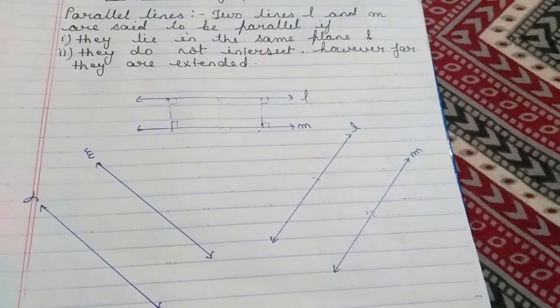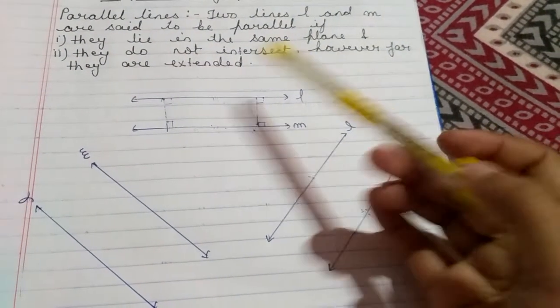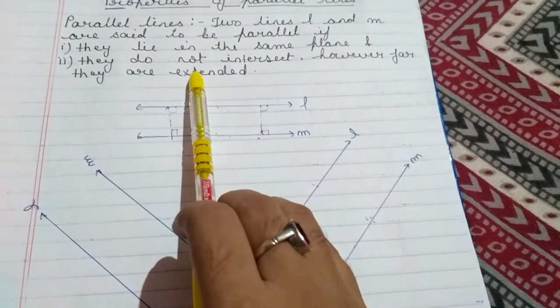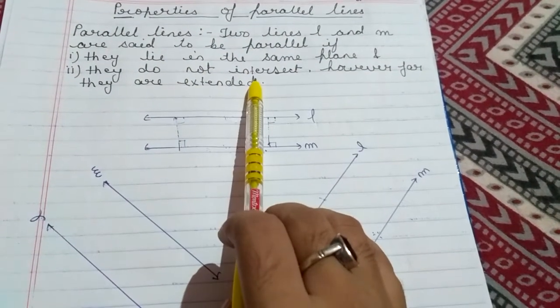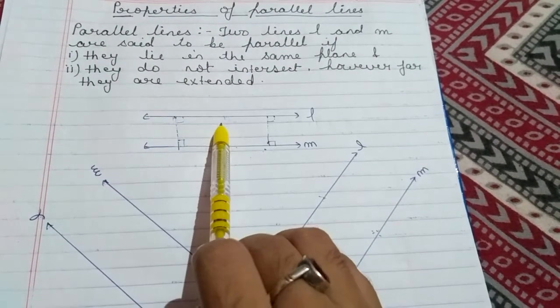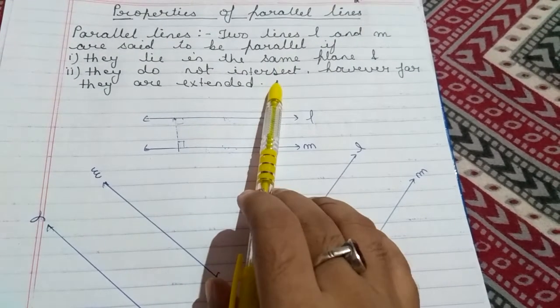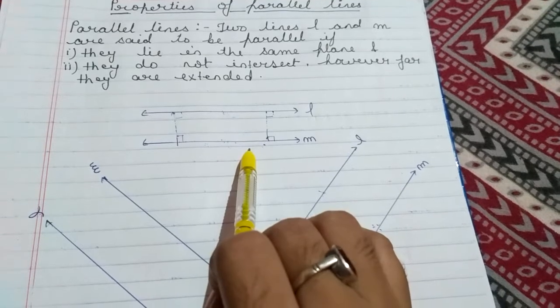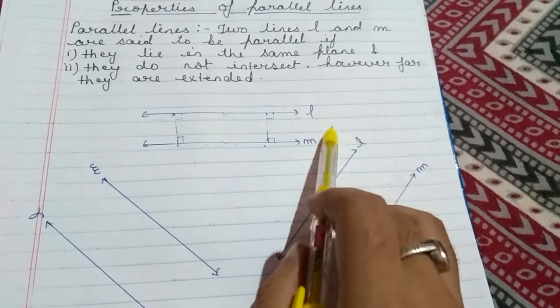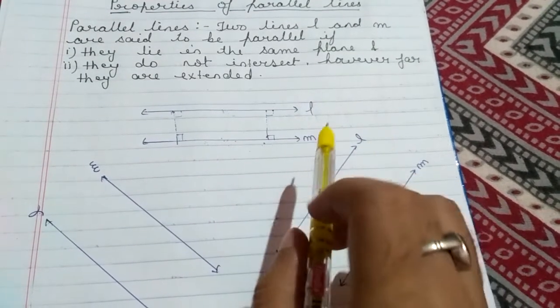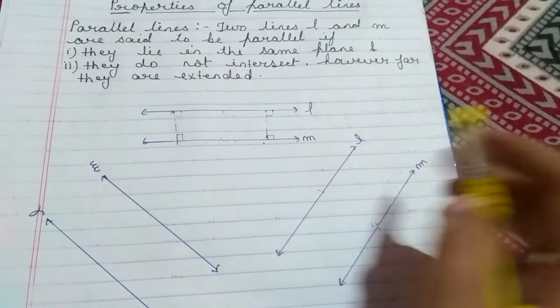So this is the property of parallel lines. These two properties parallel lines have to follow. If lines do not follow these two properties, then you cannot call them parallel.